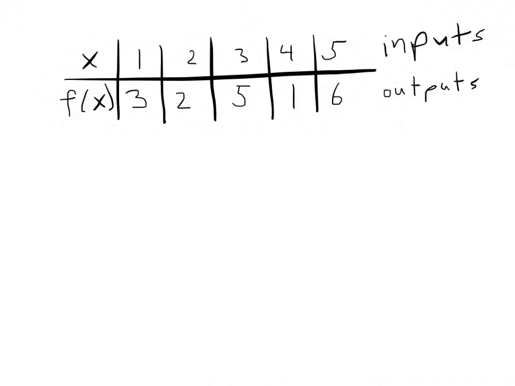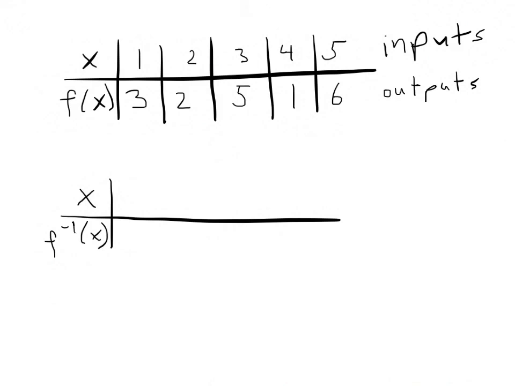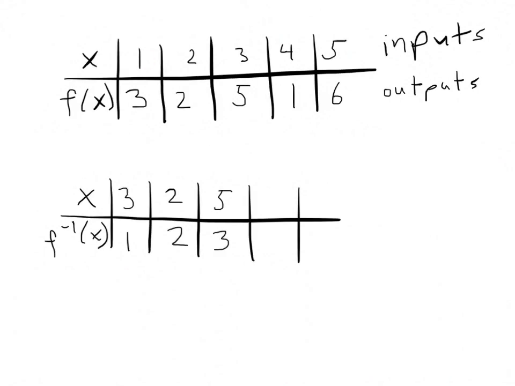So the top numbers are inputs, the bottom numbers are outputs. So what if I wanted to make a table for the inverse of this function, right? Well, the inverse of this function would simply say that 3 goes to 1, that 2 goes to 2, that 5 goes to 3. Notice all I'm doing is I'm taking 1, 3 and making it 3, 1. Taking 2, 2, making it 2, 2. Taking 3, 5, making it 5, 3. I'm just flipping all of these things around. 1, 4, and 6, 5, right?